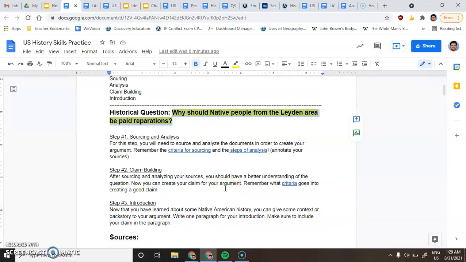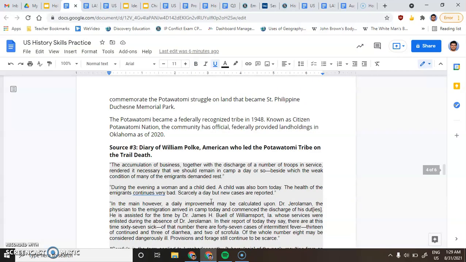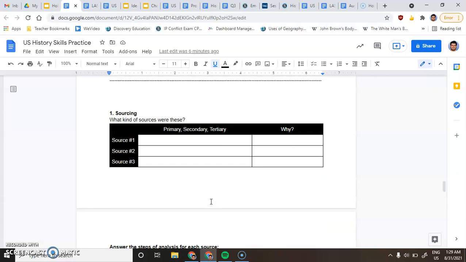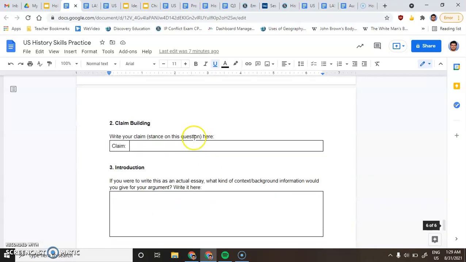Why should Native people from the Leiden area be paid reparations? Your claim should start off with "Native people from the Leiden area should be paid reparations because," and then give your reason why. So you're going to put your claim here.